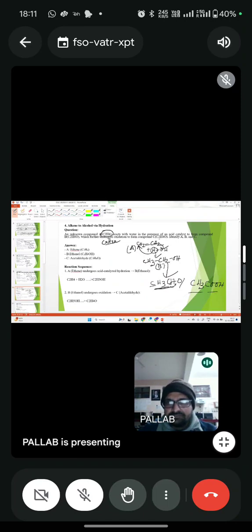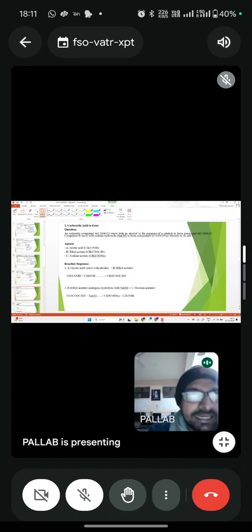That means this compound is C, not the other compound, because if the formula of C were given in the question as C2H4O2, then the compound should be this. Hopefully, my dear students, you have understood this concept. Let's go to the next slide.